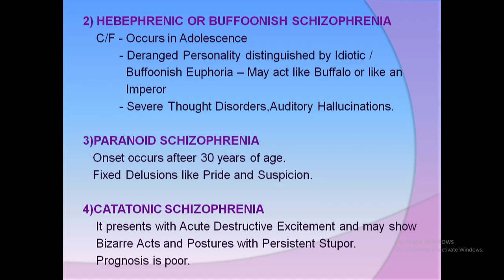Paranoid schizophrenia onset occurs after 30 years of age usually. Fixed delusions like pride and suspicion are the common features. Catatonic schizophrenia presents with acute destructive excitement and may show bizarre acts and postures with persistent stupors. Prognosis is poor.